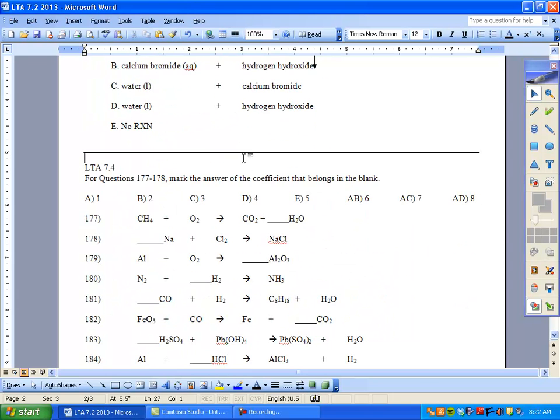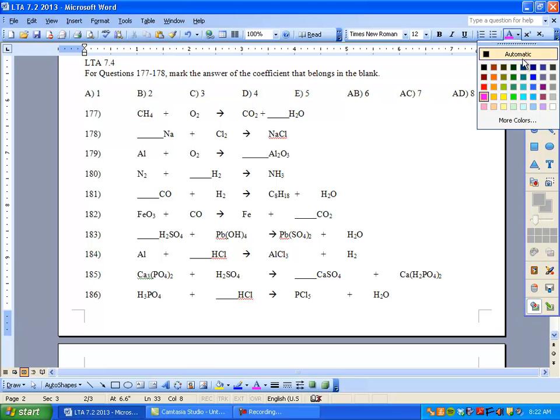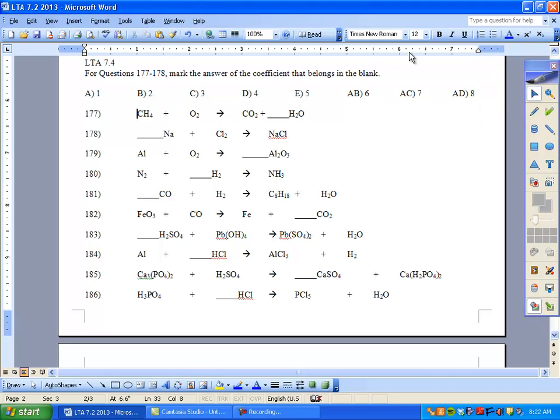So that's it for our predicting. For 7.4, we had some coefficients that belong in the blank, so I'm going to attempt to write those coefficients in as we go with some, looks like blue.